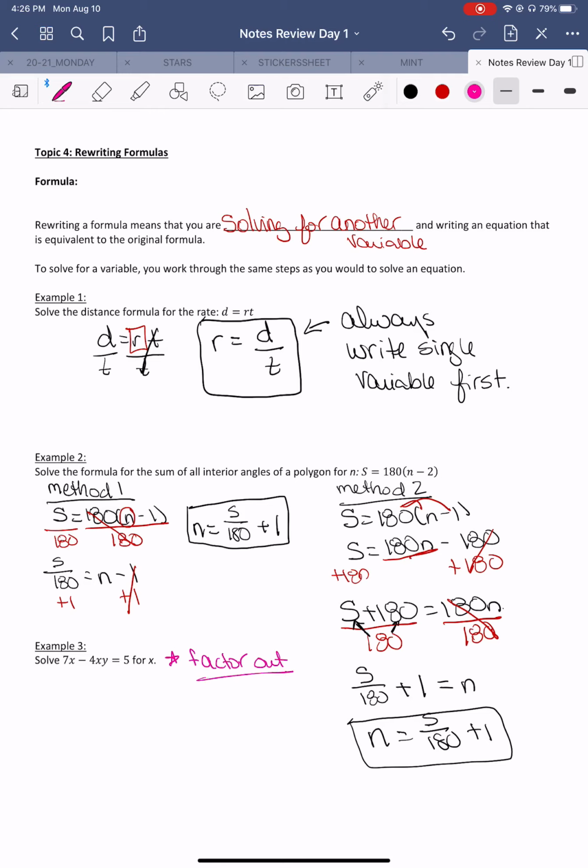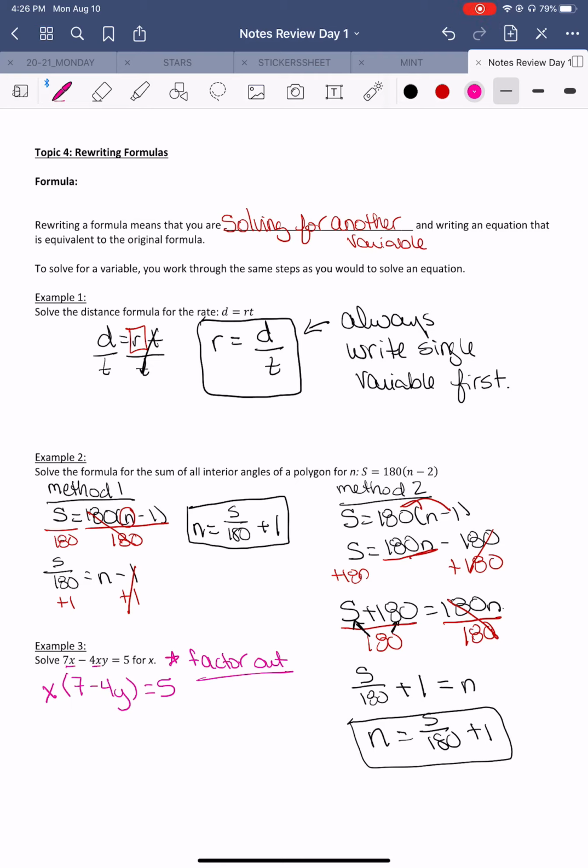Okay, so how do we factor it out? We simply take it out of the equation. If you see 7x, 4x, they share the x, take it out, right? It's like undistributing the x. So we have x times what's left over, 7 minus 4y equal to 5.